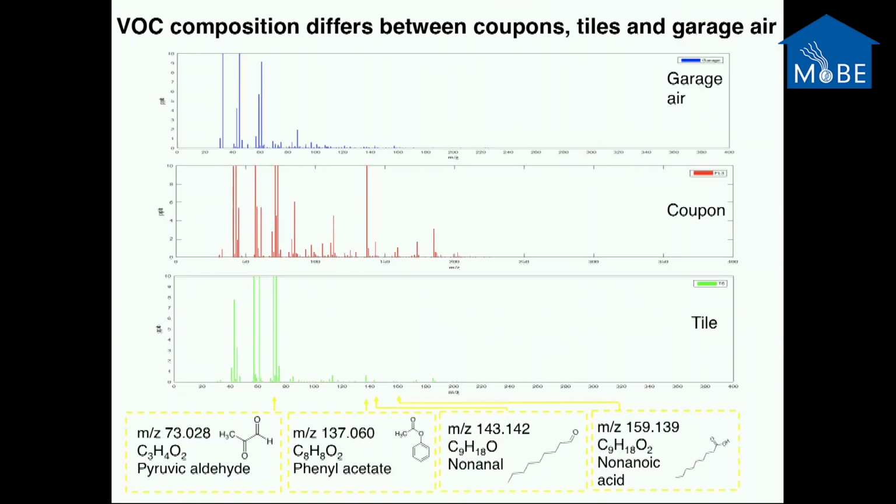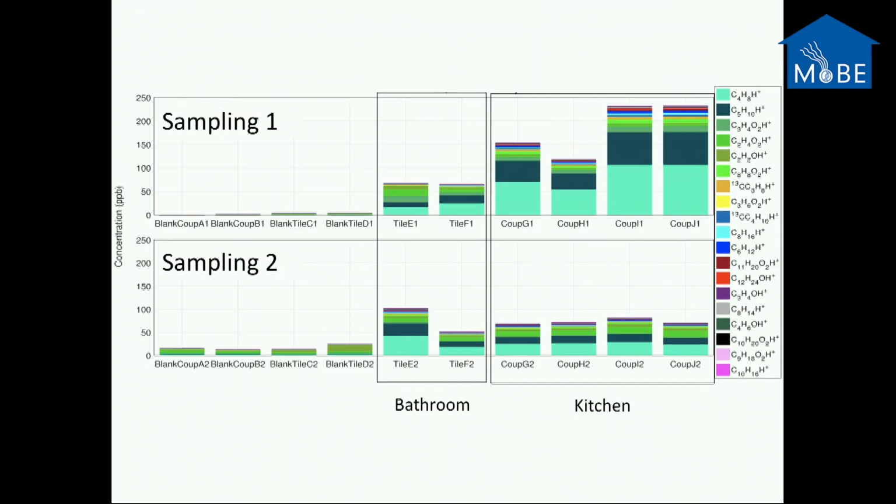So, just a broad survey of what we found. The mVOC composition is going to differ. We saw very clearly it differed between the garage air where the instrument happened to be located, the kitchen coupons, and the bathroom tiles. And you could see that the surfaces in the homes looked more similar to each other than to garage air, but that there were some differences between coupons and tiles.